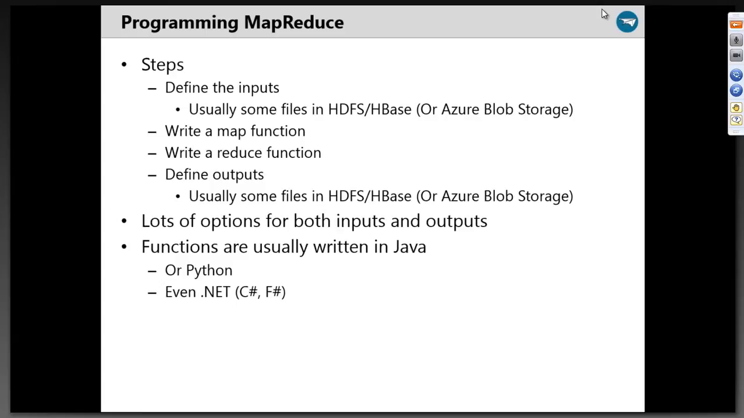So what are the programming steps? Well, we need to define our inputs, whether they're text files, or maybe it's a NoSQL database, or it's Azure Blob Storage. And then we're going to write a map function in Java. And then we write a reduce function in Java, and then we define our outputs, and that could be HDFS or HBase, a NoSQL database, or Azure Blob Storage. We have a lot of different options for our inputs and outputs, and we actually don't even have to write our MapReduce in Java. We could write them in Python or potentially even .NET.